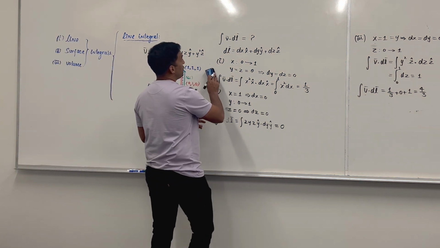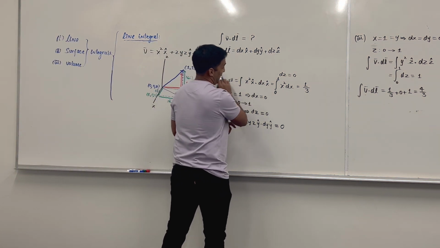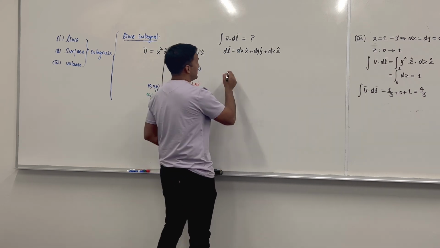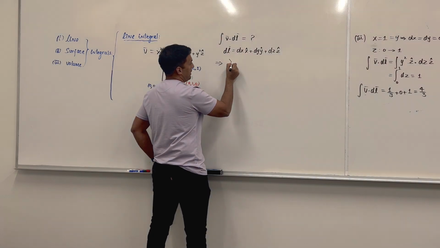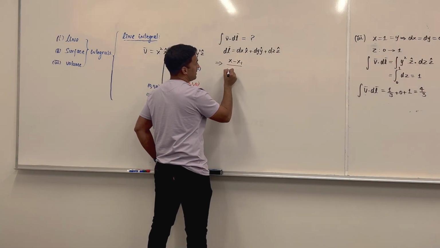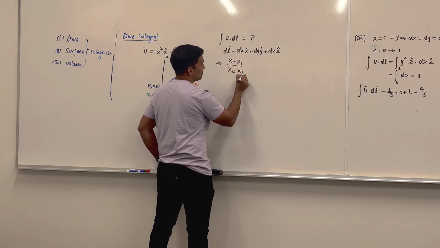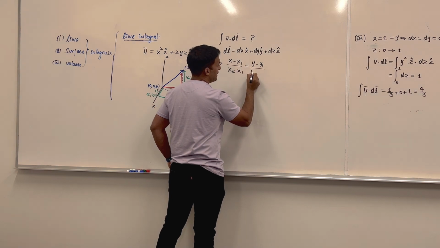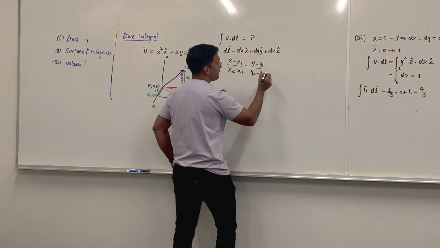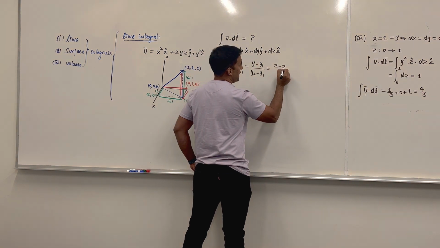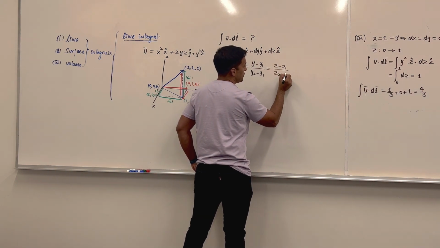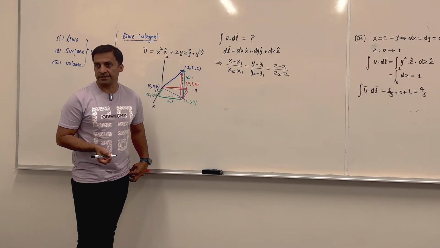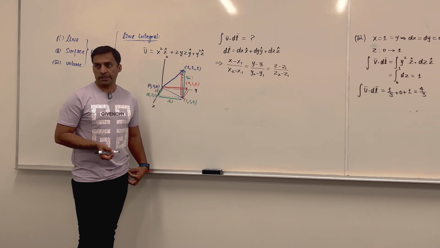So the general formula to find the equation of a line through 2 points in space is this: (x − x1)/(x2 − x1) = (y − y1)/(y2 − y1) = (z − z1)/(z2 − z1). And now you ask yourself the question, what are these things? What are x, y, z, x1, y1, z1, x2, y2 and z2?